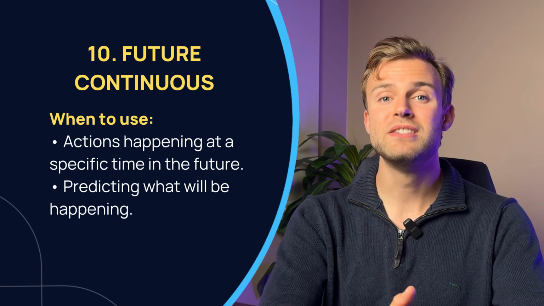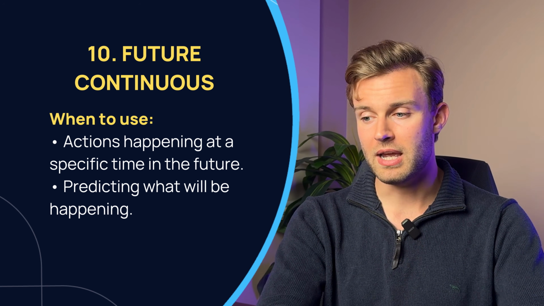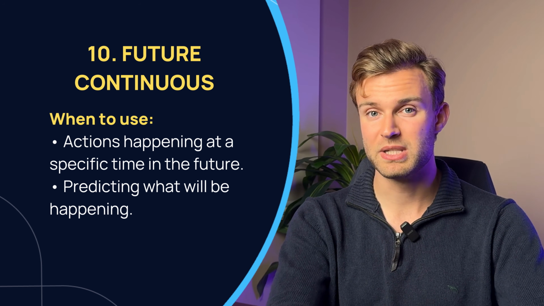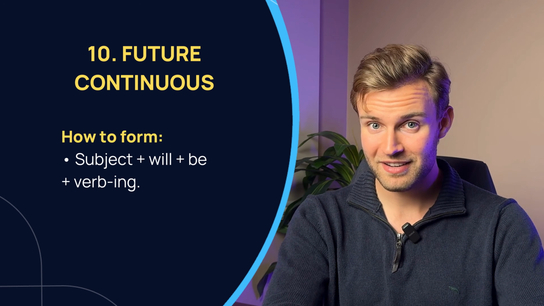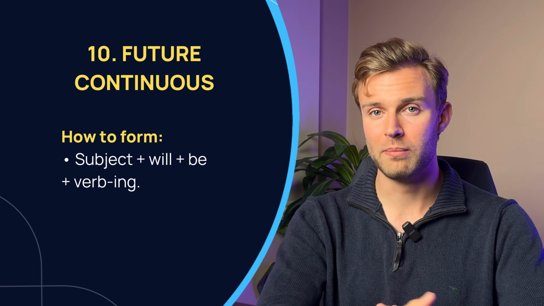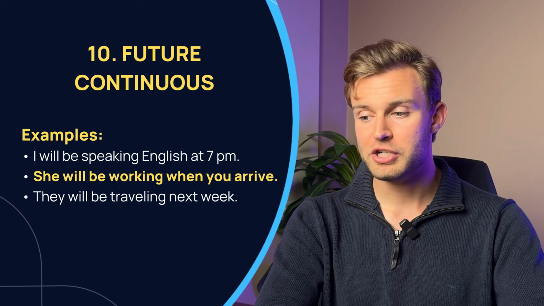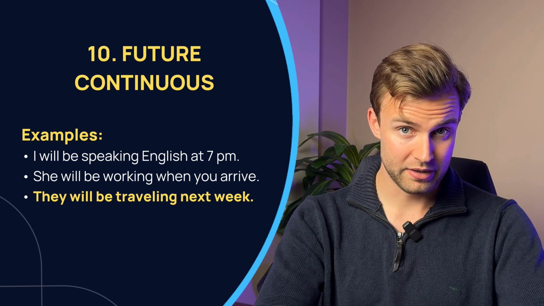Now, the future continuous is used for actions that happen at a specific time in the future. And we often use it, again, to predict what will be happening at a specific point. It's formed using the subject, using will, using be, and using the ing form of the verb. For example, I will be speaking English at 7 p.m. She will be working when you arrive. They will be traveling next week.